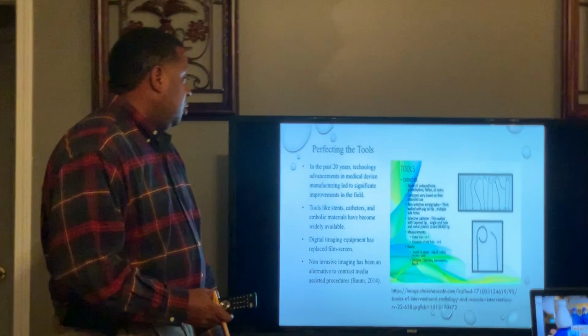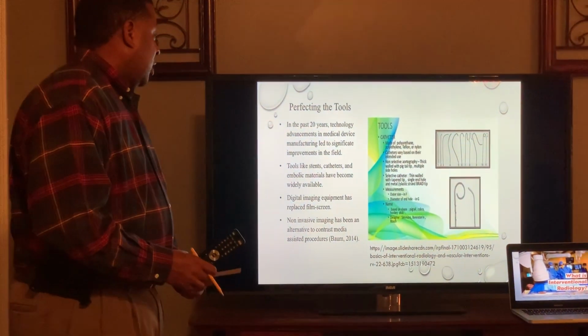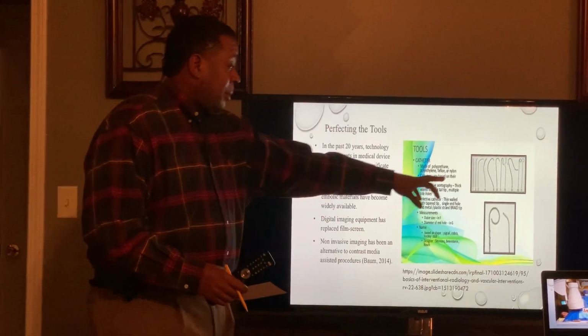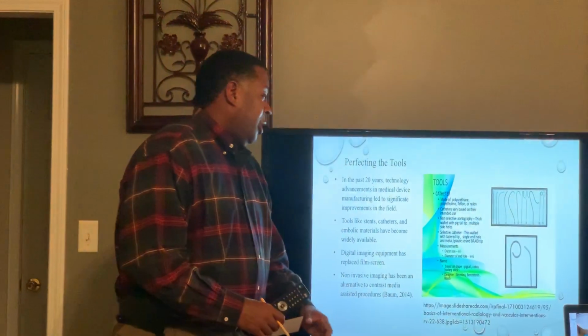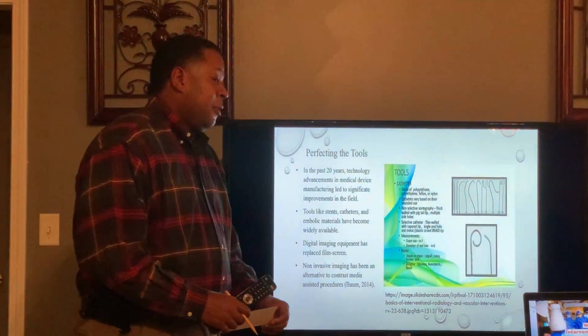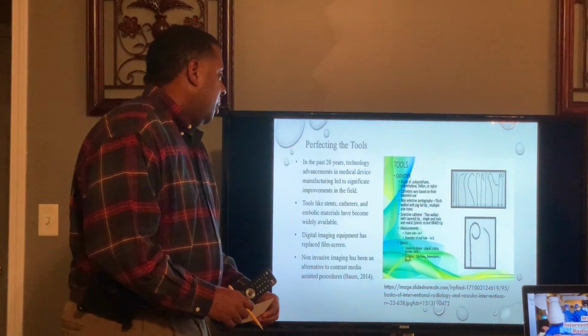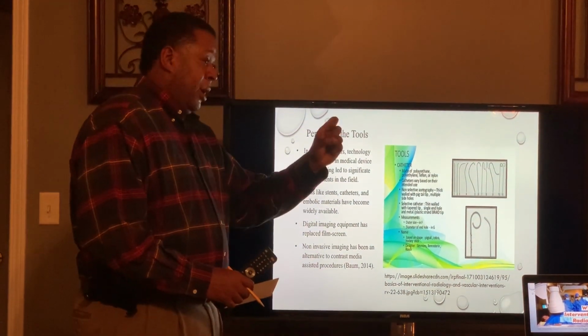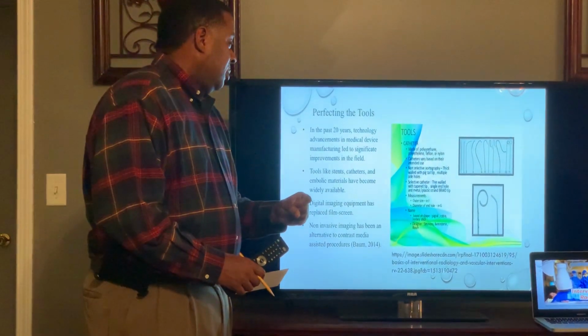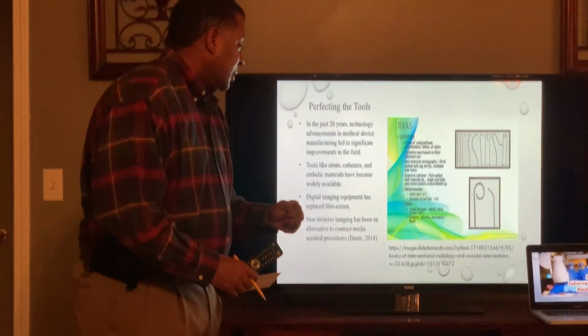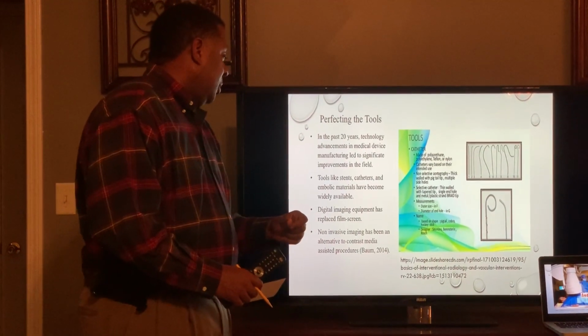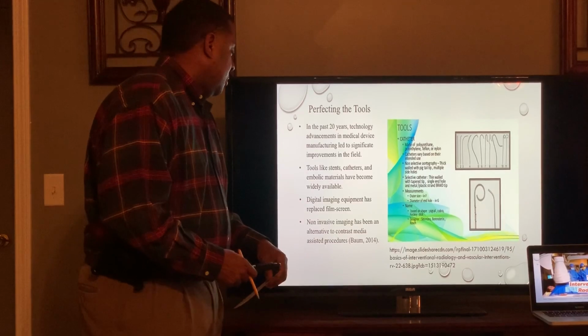And over the years, the tools have really been perfected. Like I talked about earlier, you have a million different types of catheters. They're made out of different materials like polyurethane, Teflon, nylon. They bend in different ways, they call them pigtail tips. Different ways they bend, different sizes, different shapes. There are all different kinds of catheters.